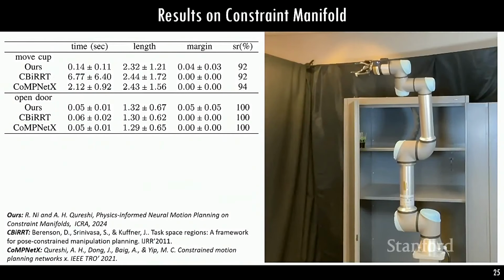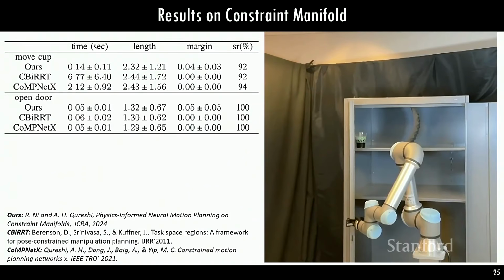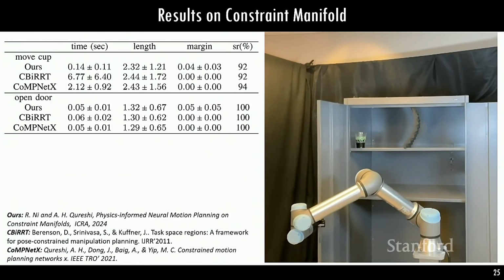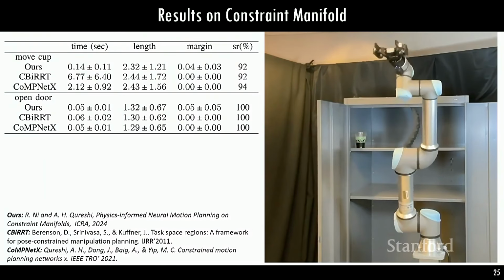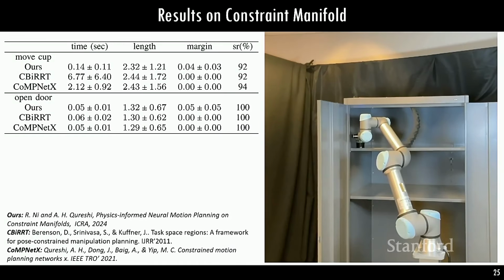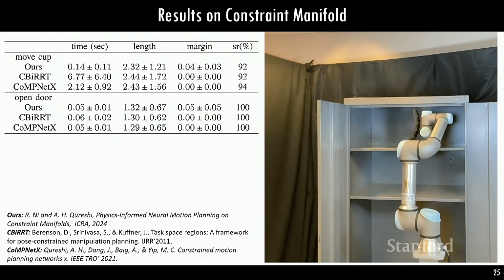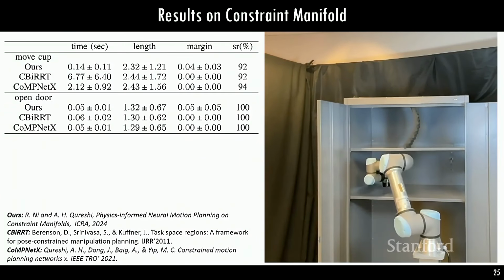And then we were able to solve this. This model is opening a door, and then it will move that cup without tilting from one point to another in this confined space. Again, you can see computation times are very low and success rate is very high, and we compare it with CBiRRT, which is a sampling-based approach. CompNetX is an imitation learning-based approach.